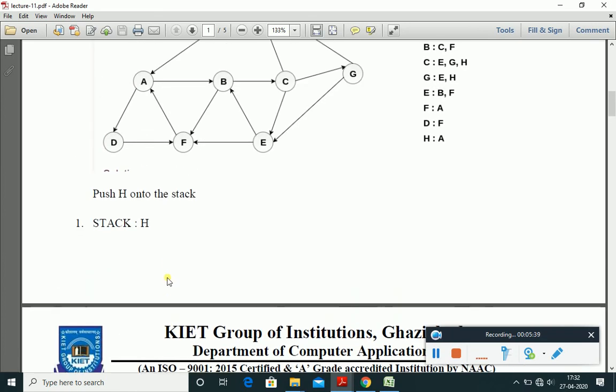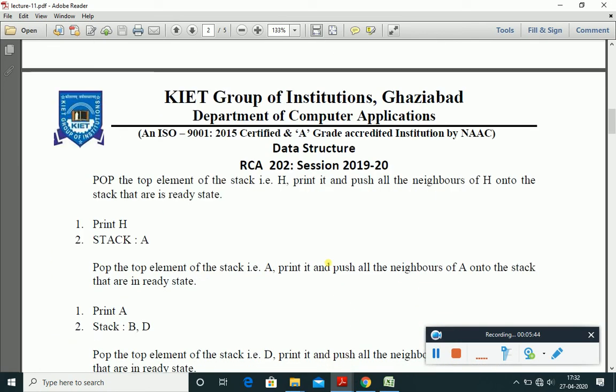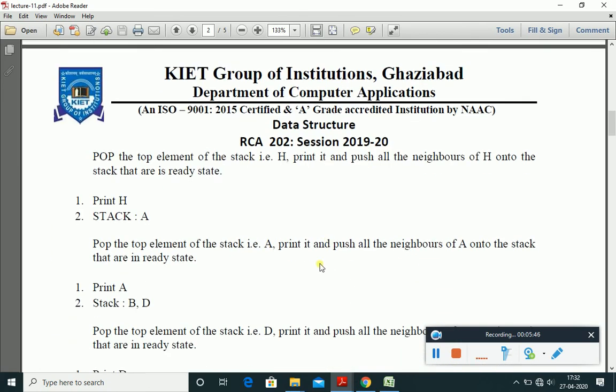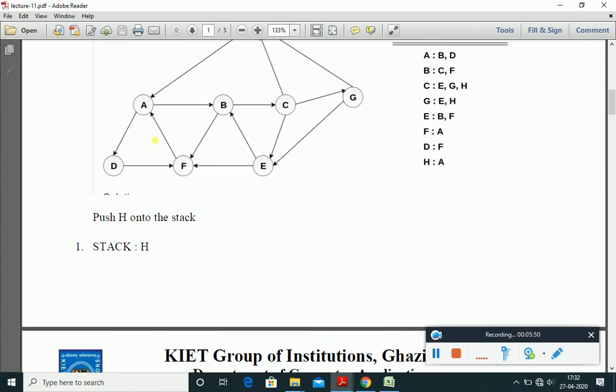Now find out the neighbors of the A. So we will pop A from the stack and push the neighbors of A. Neighbors of A are B and D. Both are the neighbors of A.